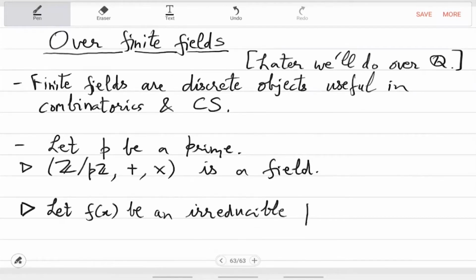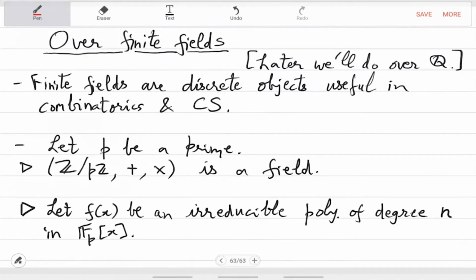Let f be an irreducible polynomial of degree, let's say n, with F_p coefficients. So it's in the polynomial ring F_p[x]. So this will be key, to pick an irreducible polynomial. Then when you do arithmetic mod this polynomial, it will be a field, and it will be a bigger field.